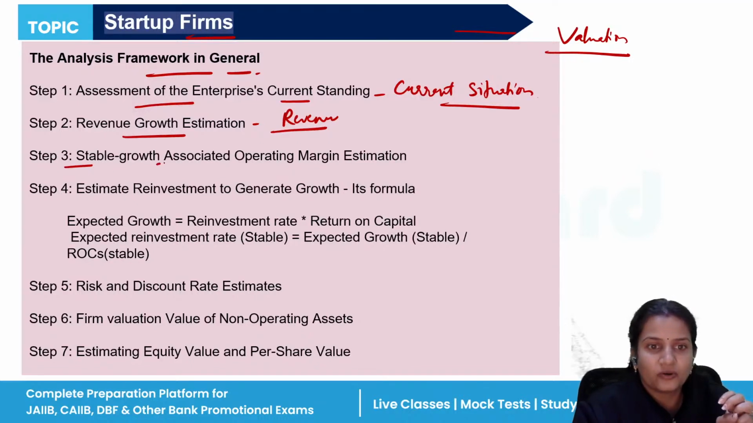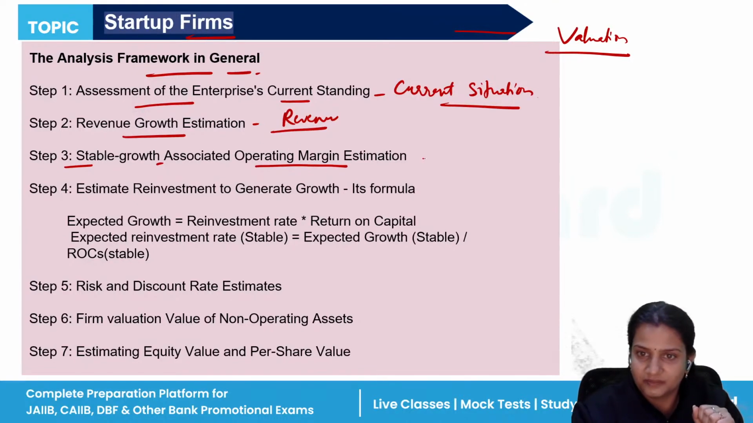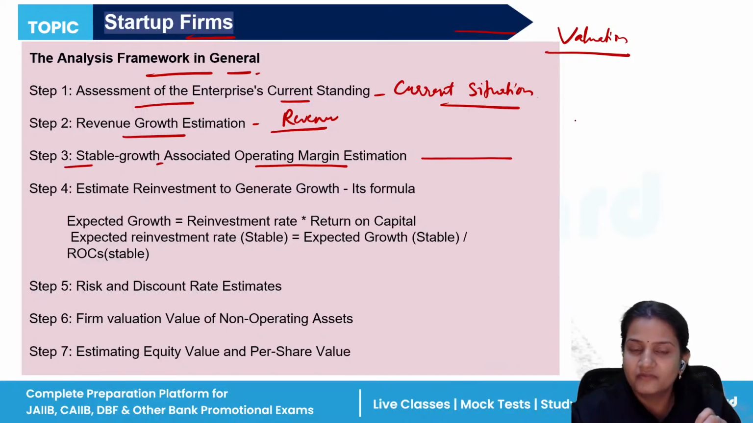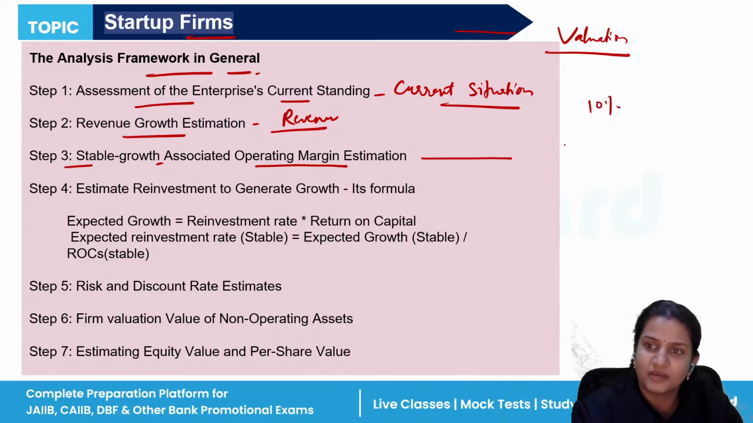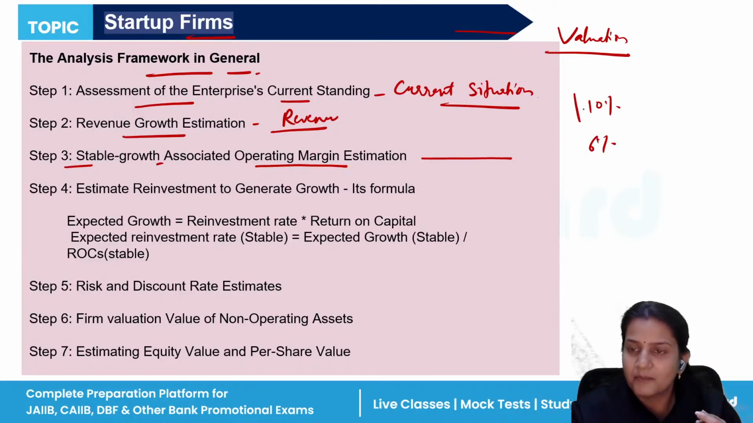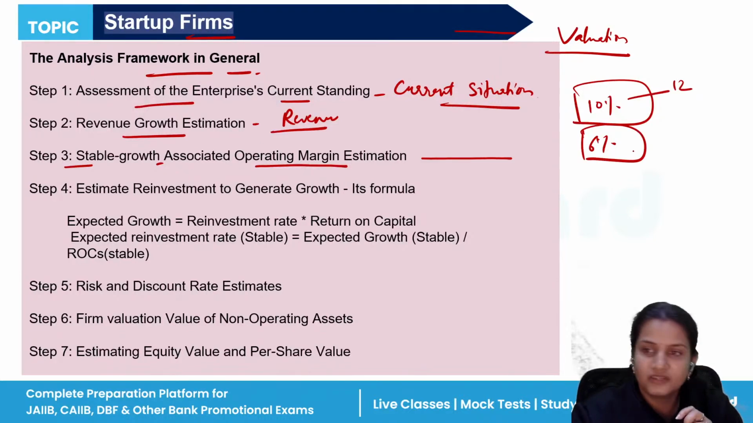After that, step three, stable growth associated operating margin estimation. So in this, what happens? The company will see that if this new company grows, it will generate 10% profit. But if this company grows at a stable rate, it will generate only 6%. Maximum this company will generate 10, 12%, and at the stable rate it will generate 6%. So even if the company is going down, still it can generate 6%, but not less than that. The stable growth should be at least 6%.